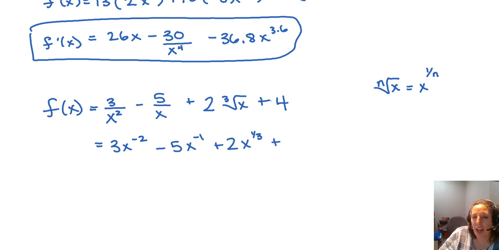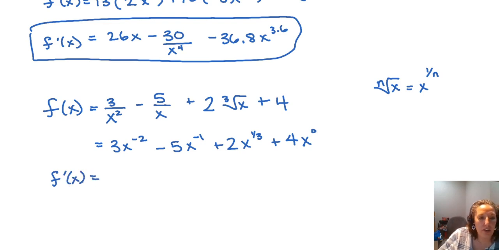And then here we can think of this as 4 times x to the 0, because remember x to the 0 is 1. And so 4 by itself, a constant, is going to be 4 times x to the 0. So now we have this exactly how we want it to look.